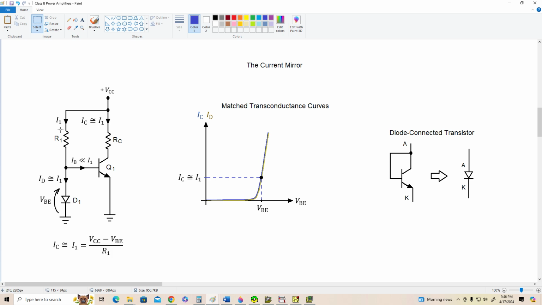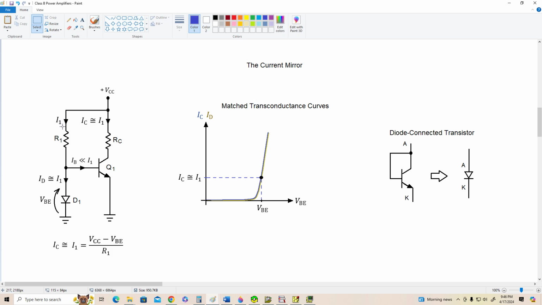The idea is if we establish a current down through the left side of the circuit, I1, if the base current is small, and it will be in a normally well-designed circuit, the diode current is about the same as I1, and it's going to be given by VCC minus a barrier potential drop divided by R1. That is VCC minus VBE over R1. Now, the collector current will be almost identical to I1. That's why it's called a mirror.